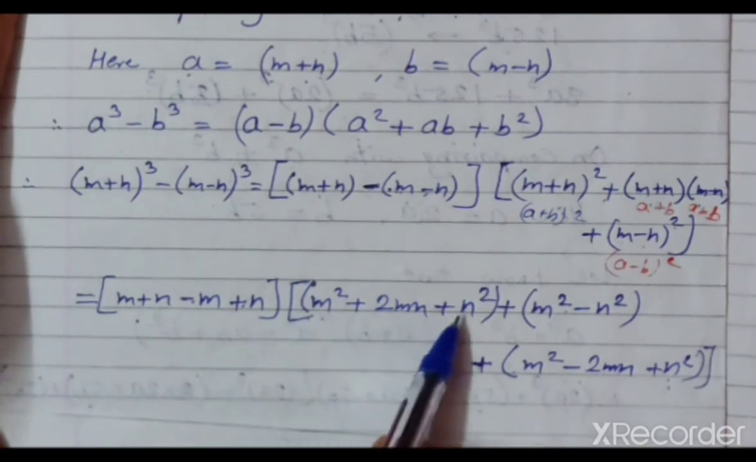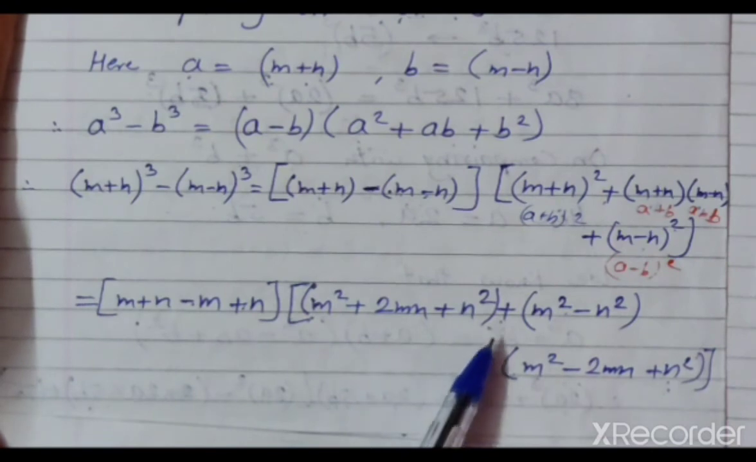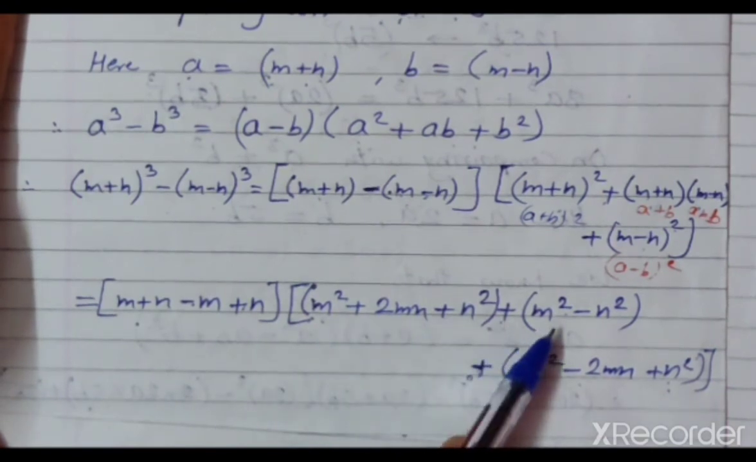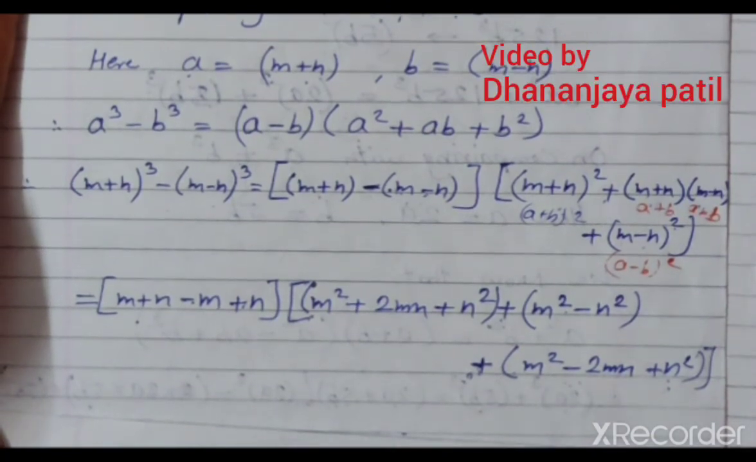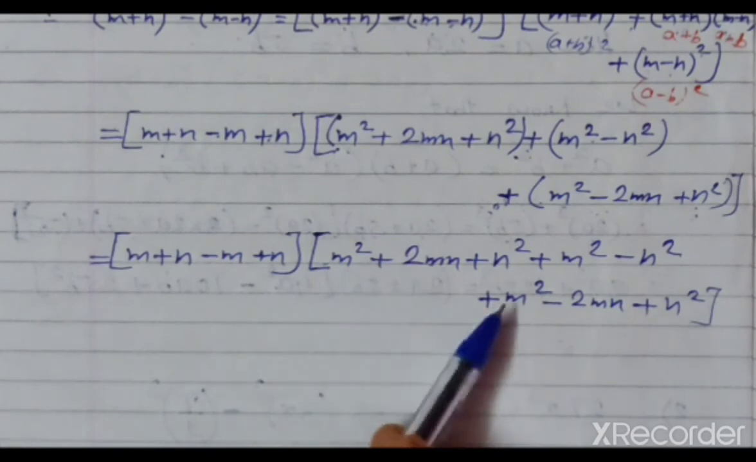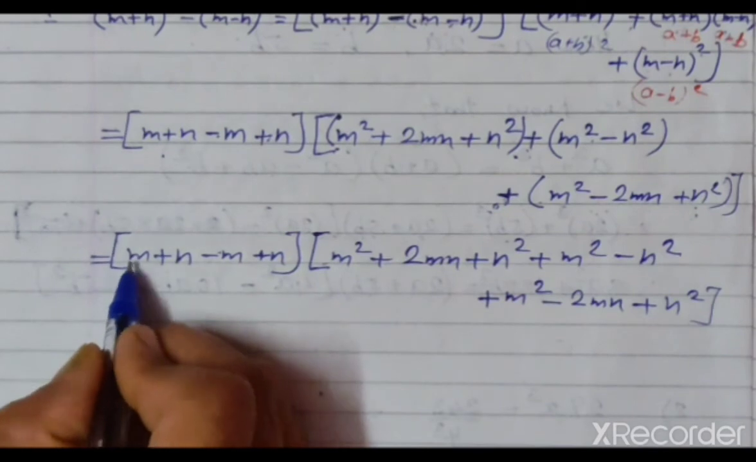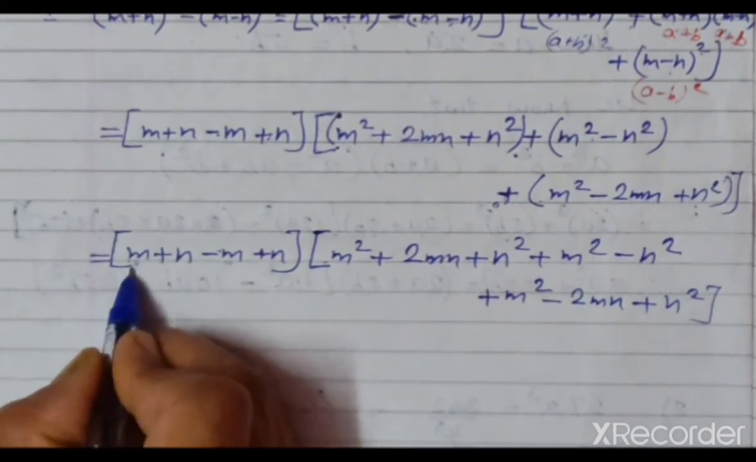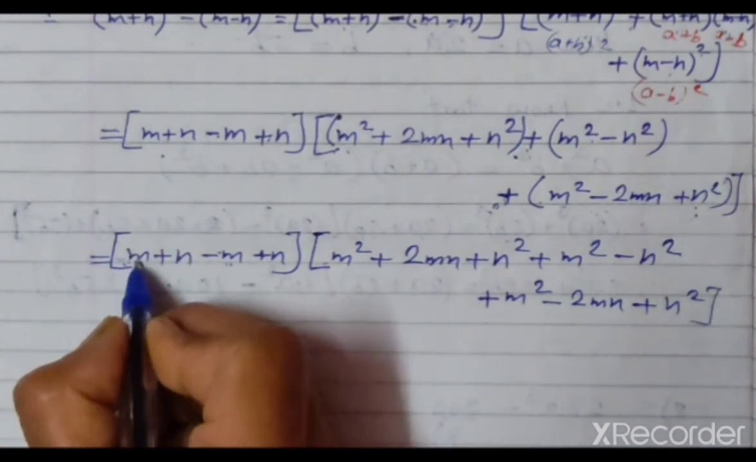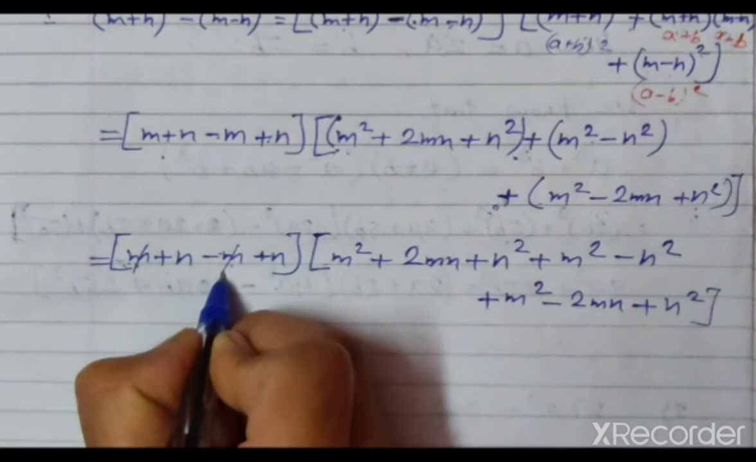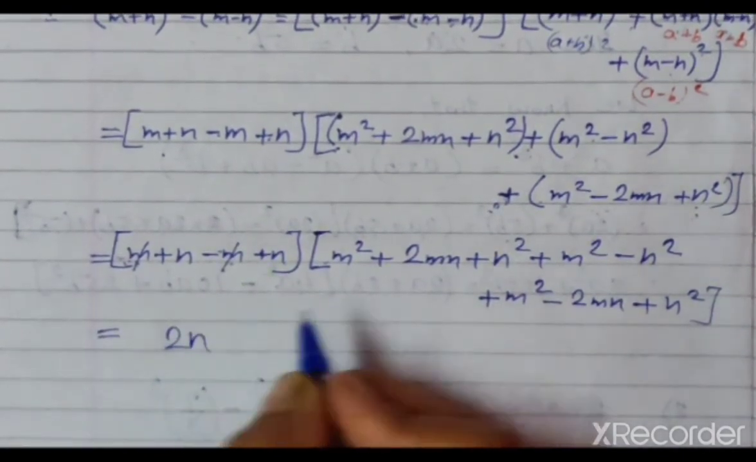Let's open this small bracket. Here you can see both symbols are positive, so there is no change in this symbol. So all symbols will remain as it is. After opening all brackets we will get this term. Here we can see m at two places but with alternate symbols, so we can eliminate this 2m. So the remaining value is 2n.